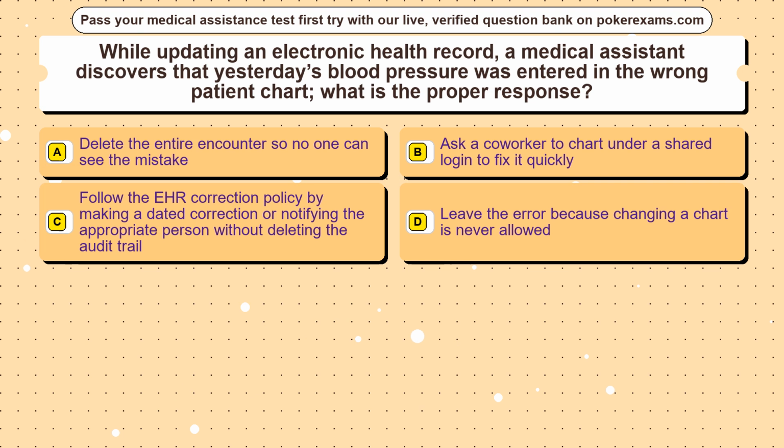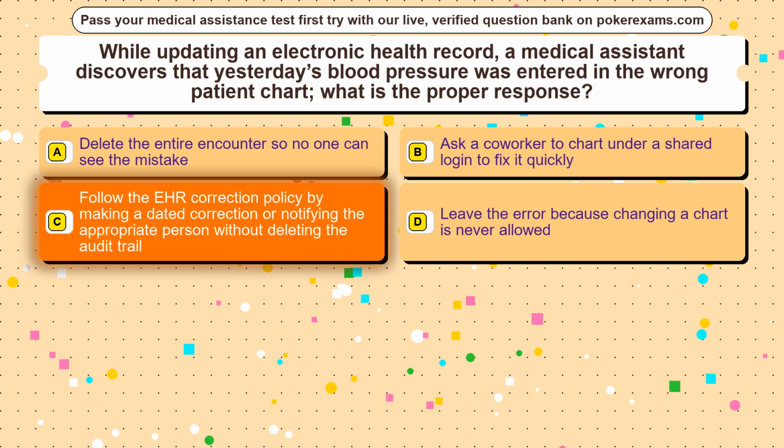Question 92. While updating an electronic health record, a medical assistant discovers that yesterday's blood pressure was entered in the wrong patient chart. What is the proper response? Option A. Delete the entire encounter so no one can see the mistake. Option B. Ask a coworker to chart under a shared login to fix it quickly. Option C. Follow the error correction policy by making a dated correction or notifying the appropriate person without deleting the audit trail. Option D. Leave the error because changing a chart is never allowed.